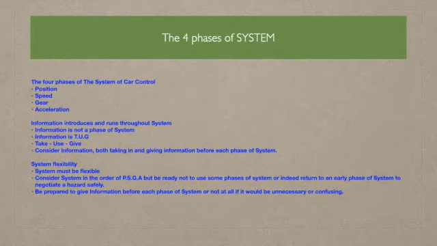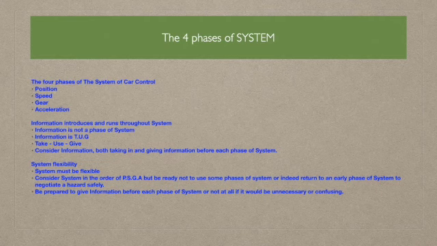The 4 phases of system. The 4 phases of system of car control: position, speed, gear, acceleration. Information introduces and runs throughout the system. Information is not a phase of system. Information is TUG: take, use and give. Consider information, both taking in and giving information before each phase of system.